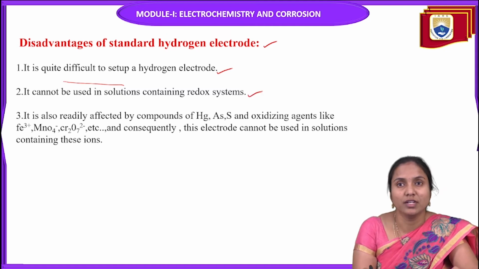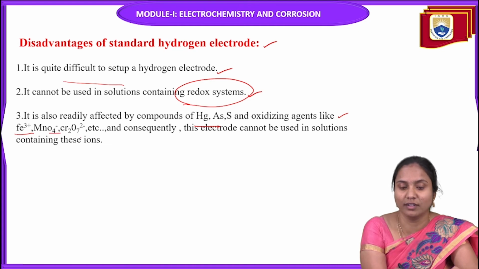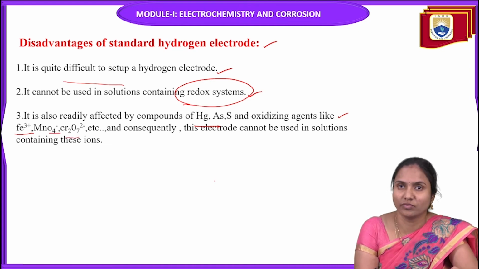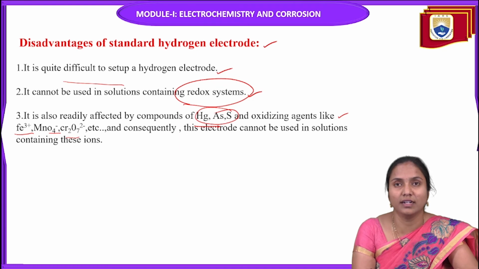And it cannot be used in solutions containing redox systems. In this case also, we cannot use this type of electrode. One more disadvantage is that it is affected by compounds of mercury, arsenic, sulfur, and also some oxidizing agents like ferrous, manganese oxide, chromic acid, chromate, and such oxidizing agents present in the solution. It is easily affected by these compounds or oxidizing agents, so we cannot use the standard hydrogen electrode. These are the disadvantages.